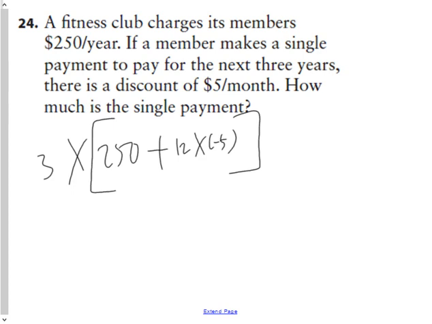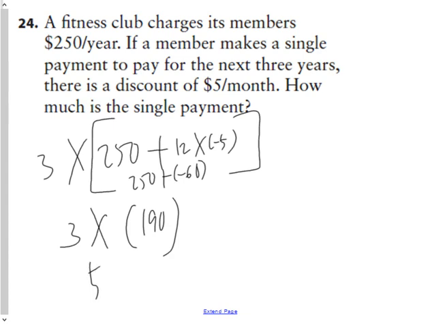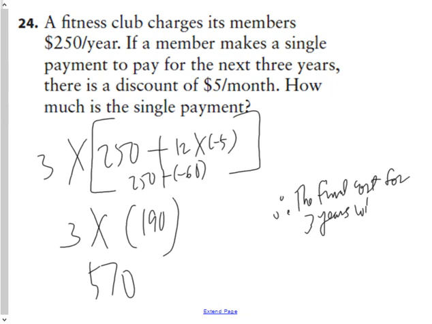So if I write out this expression, that'll be 3 years of 250 plus a negative 60. What will each of those years cost if there's a $60 discount? 3 years of $190 cost each year, correct? Which will mean, when I work it out, therefore, the final cost for 3 years will be $570.